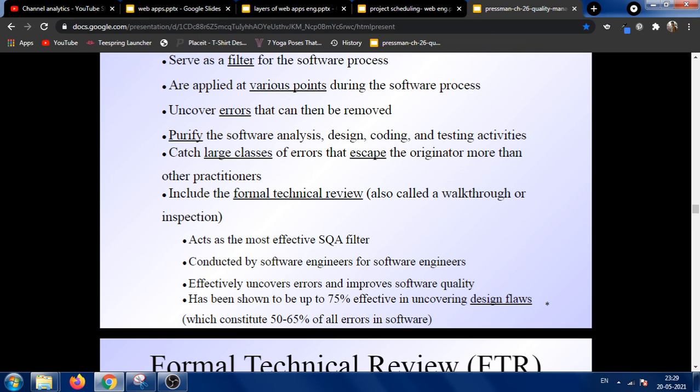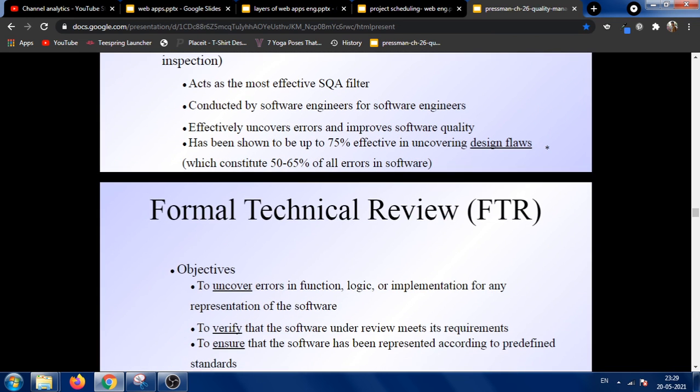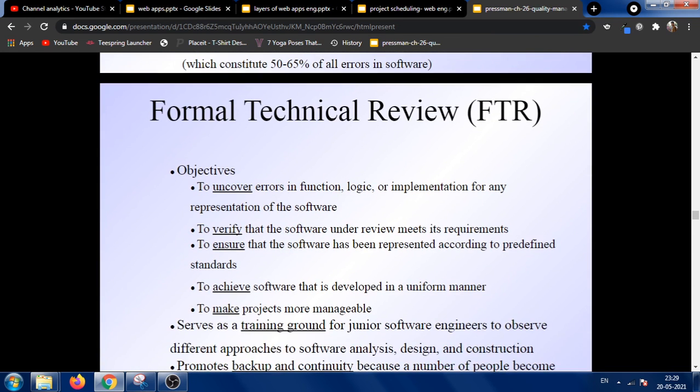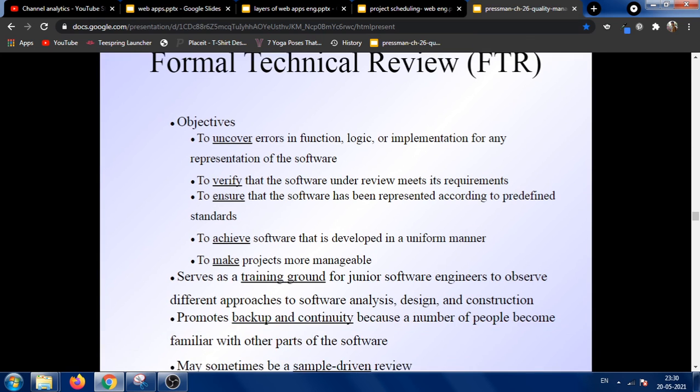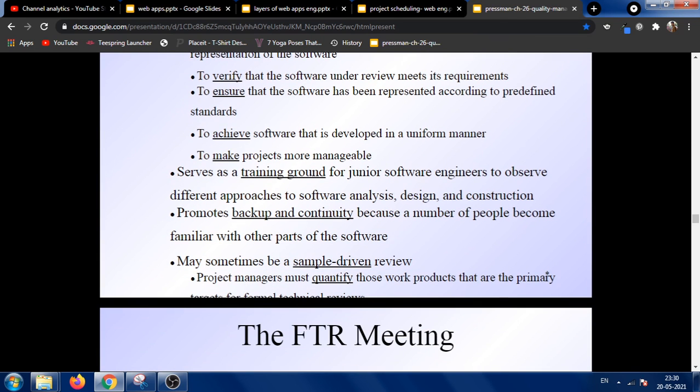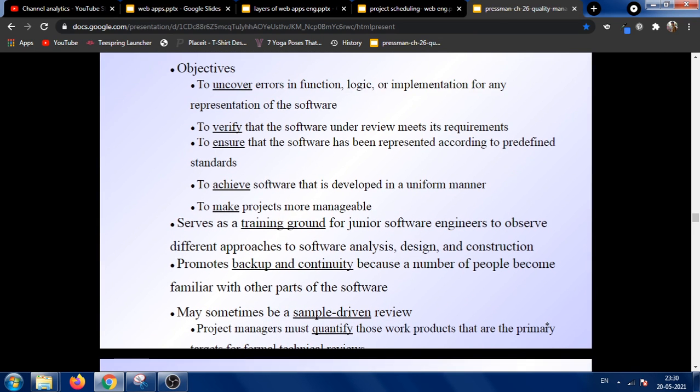These formal technical reviews help to uncover, verify, ensure, and achieve software quality, and also help run software projects in a more manageable way. These are all the things that come under the quality management technique.